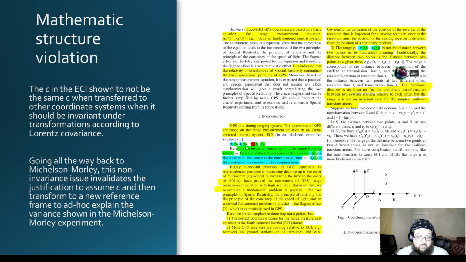We'll read through some of the highlighted sections. So, the mathematic structure violations. The C in the ECI is shown not to be the same when transferred to other coordinate systems, when it should be invariant under transformations according to Lorentz covariance. Going all the way back to Michelson-Morley, this non-invariance issue invalidates the justification to assume C and then transform to a new reference frame ad hoc to explain the invariance shown in the Michelson-Morley experiment.